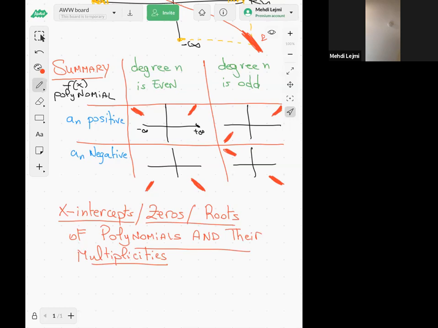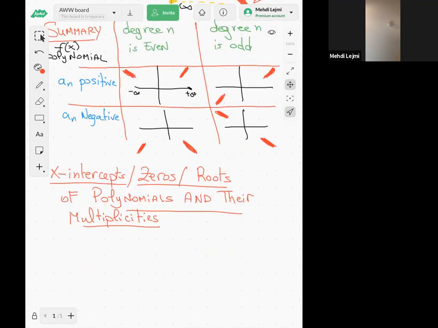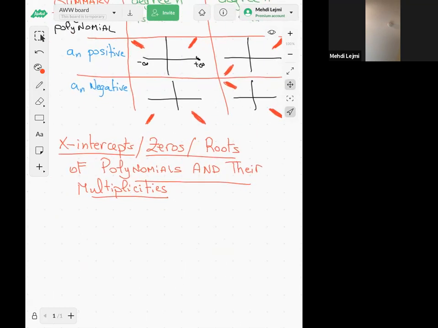Okay, so let me first just remind you the definition of x-intercepts, or the zeros or the roots. So x-intercepts, again, it's just the intersection of the graph with the x-axis, right? And how do we find the x-intercepts in general? We have to solve f of x equal to 0. So just to remind you, definition of x-intercepts.